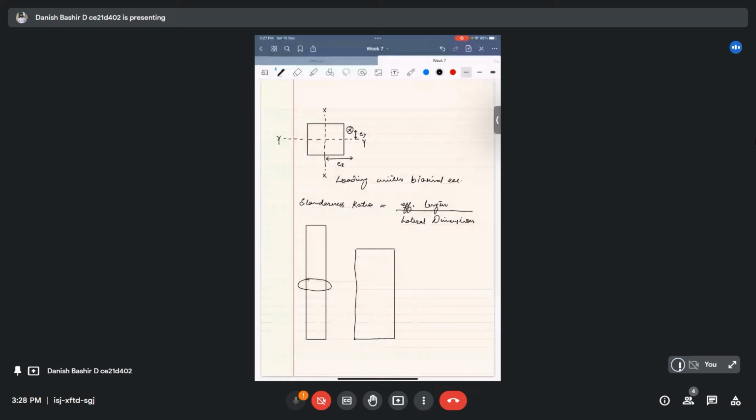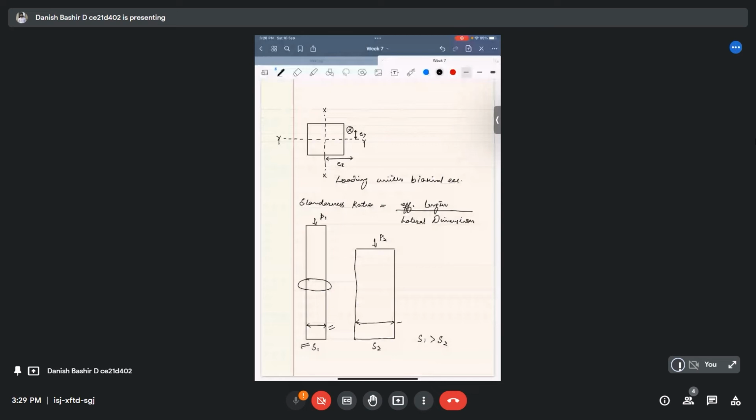Because we have to first categorize our column on this slenderness ratio, whether we are designing a short column or a long column. And long column is also known as slender column. By this terminology, you can understand why slender column, because it's having large slenderness ratio as compared to the short column.